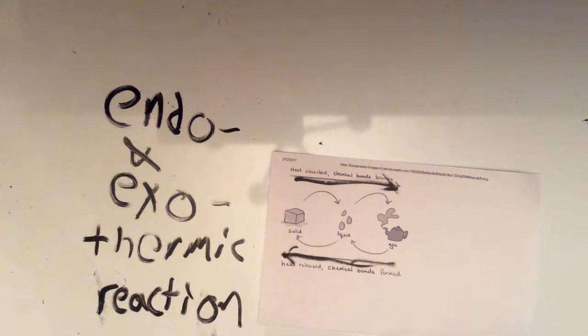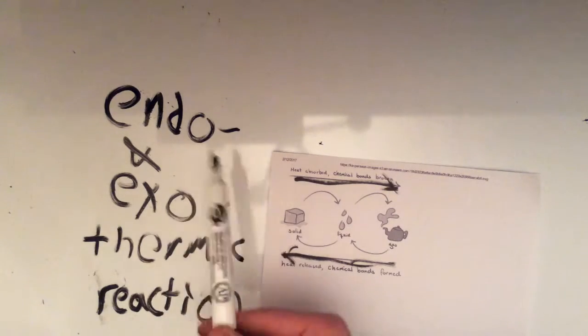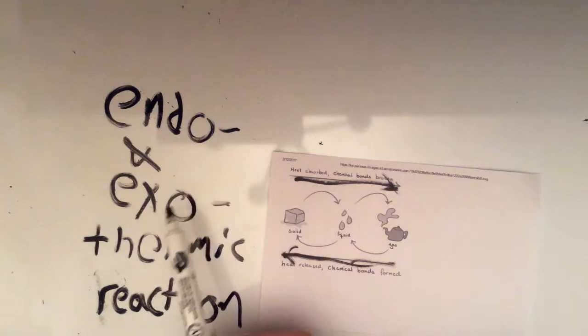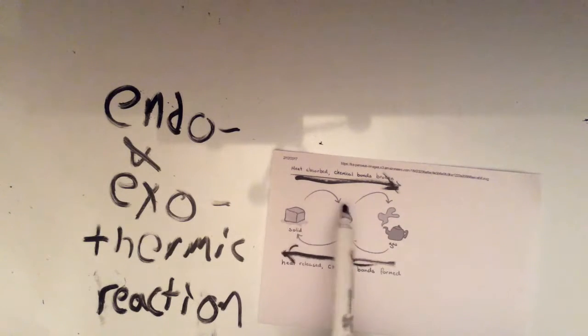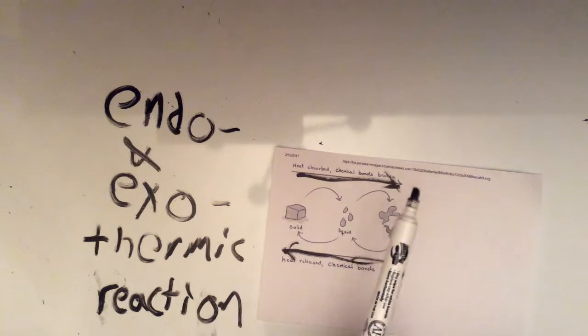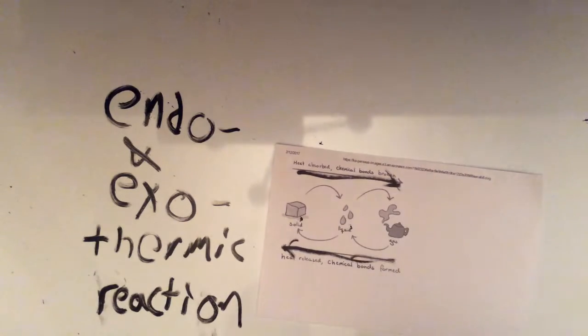We're doing endo and exothermic reactions. Endo is where it takes in energy to make the reaction occur. And then exo is releasing energy in the form of heat. So going this way, it's exo because it's releasing the energy, so it goes from solid to liquid to gas. But then endo, where it's taking in energy, goes from gas to liquid to solid.